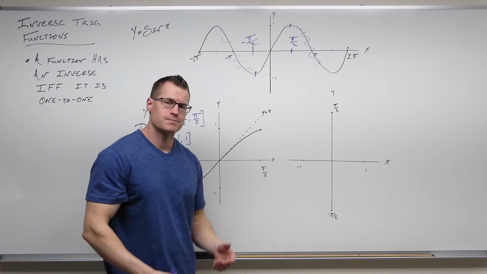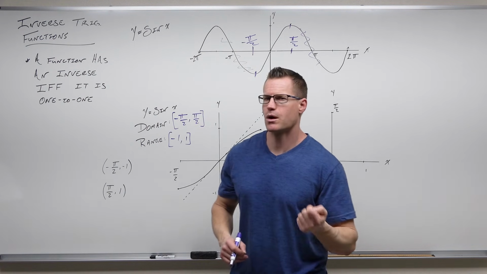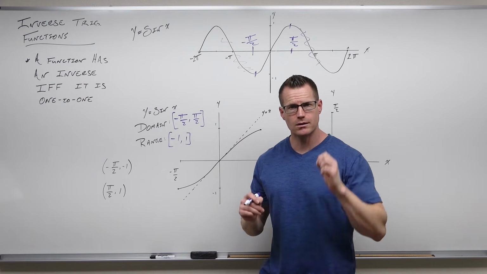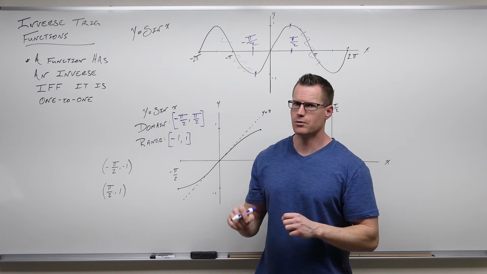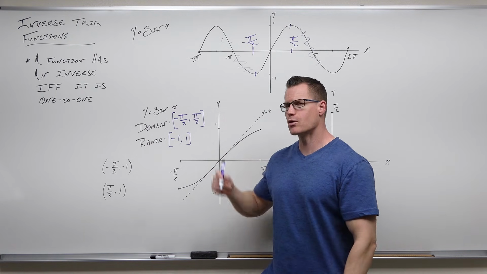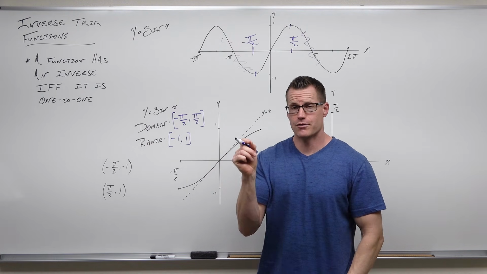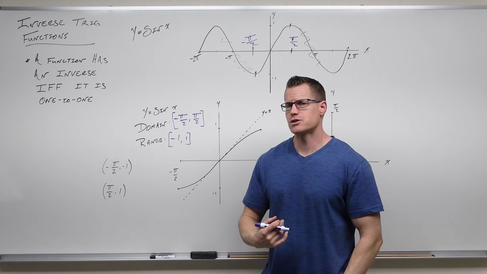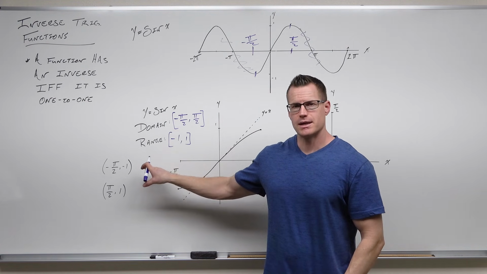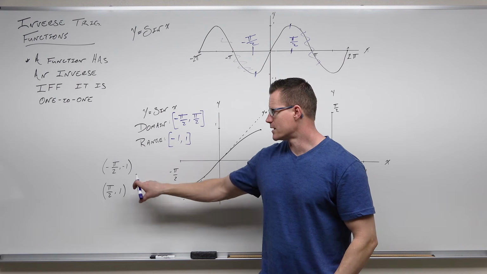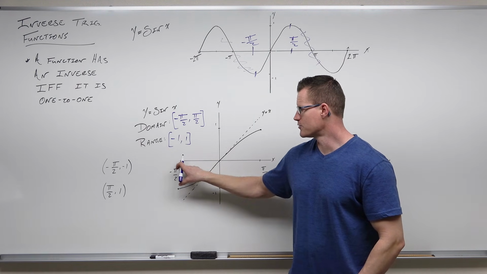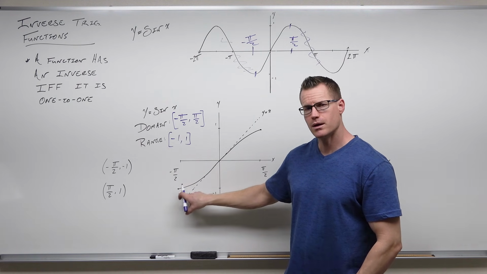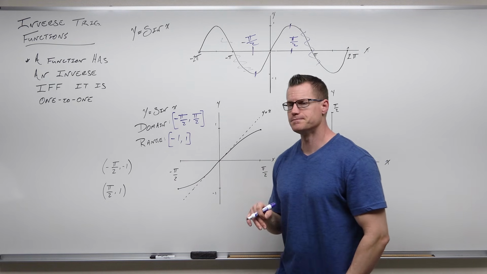And our key points. Two of our most important key points are on there. Our quarters, the high and the low, the local max and local min. Now, technically, we don't really have a local max anymore because we're not changing from increasing to decreasing. We have an absolute max and an absolute min. That's true. But those key points, negative pi over 2, negative 1, and pi over 2, positive 1, they're still here.